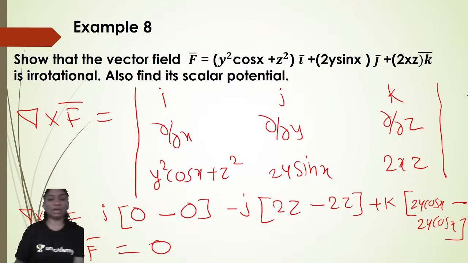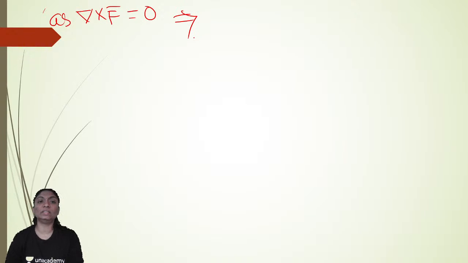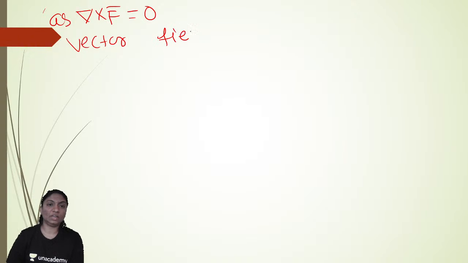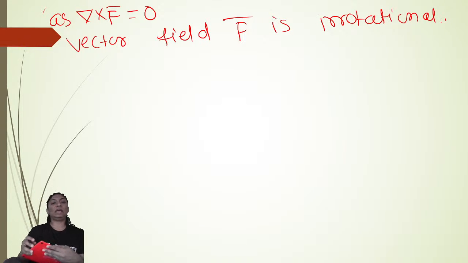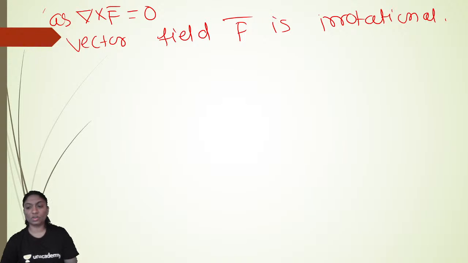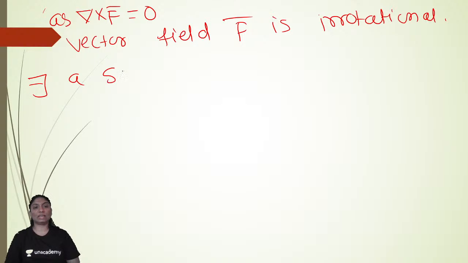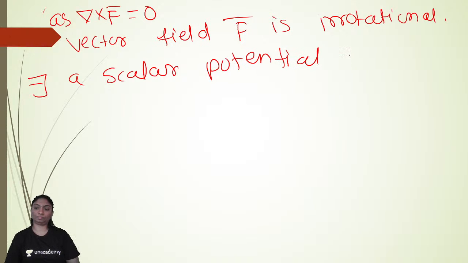So as del cross F bar is equal to 0, which implies vector field F bar is irrotational. As vector field F bar is irrotational, what do we get? There exists a scalar potential phi.